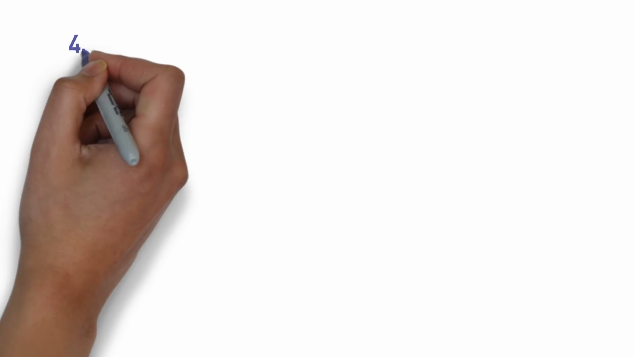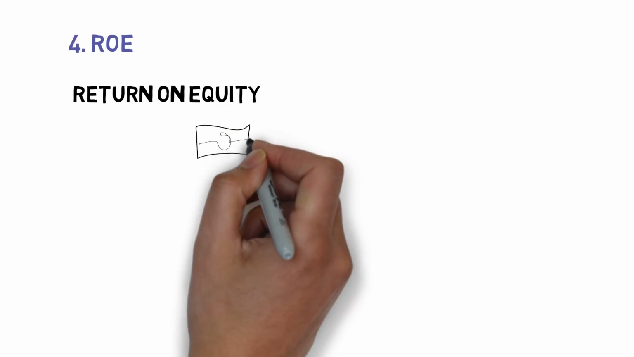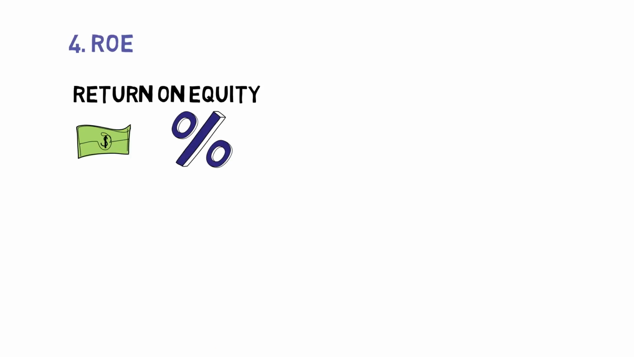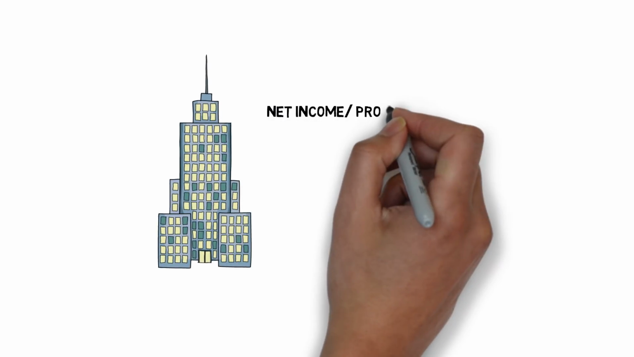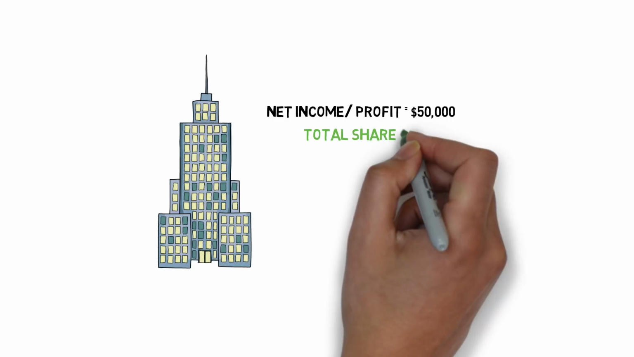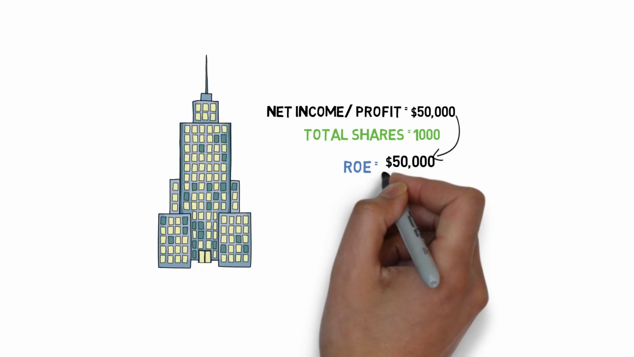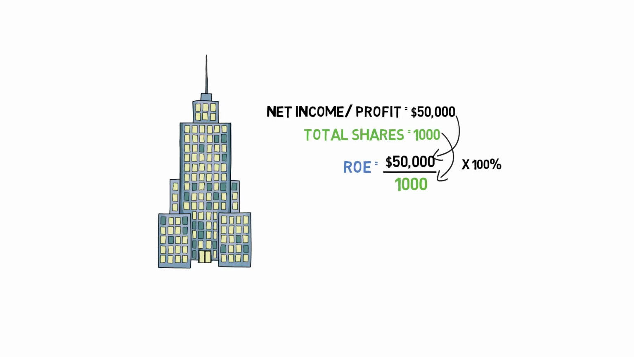Now let's look at the fourth ratio, ROE. ROE is the short form for return on equity. ROE is extremely useful while analyzing companies. It shows the return we get from profits in terms of percentage. Let's explain this for the case of ABC. We know that ABC has a net income of $50,000 and a total of 1,000 shares. ROE can be calculated by dividing net income, 50,000, by total number of shares, 1,000, times 100%. Here the ROE would be 5,000%.